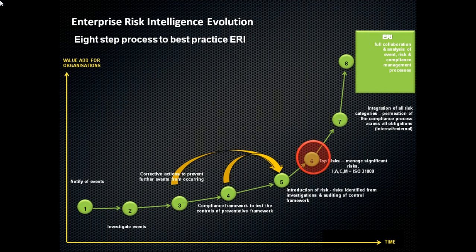The next step was when they started to integrate all of those key areas across the organisation, across different categories of risk management, with both internal and external obligations being managed, etc. And then finally they got to a point where they had full collaboration and analysis, which is enterprise risk intelligence, where their risk, event and compliance processes were in one place, were linked, and were able to report and analyse the information that they were getting.